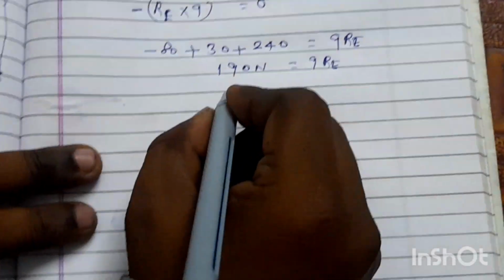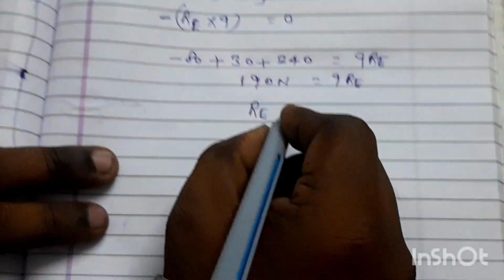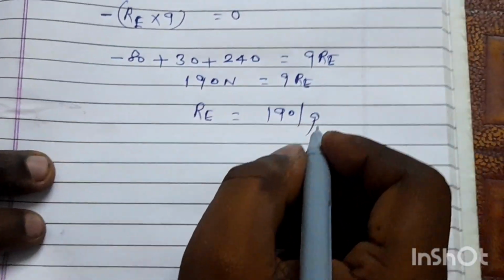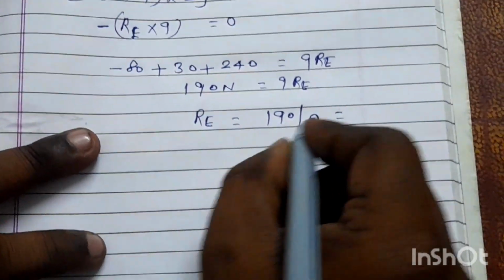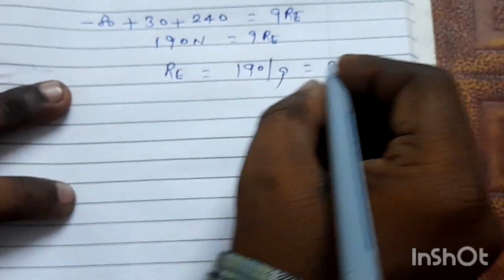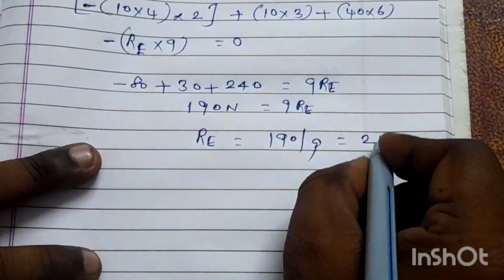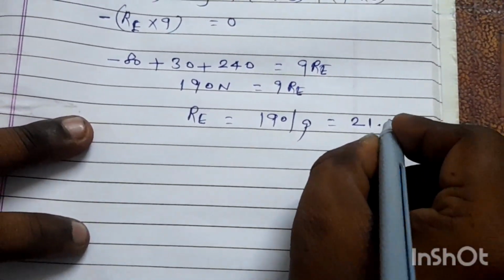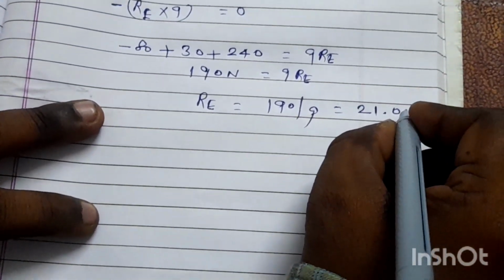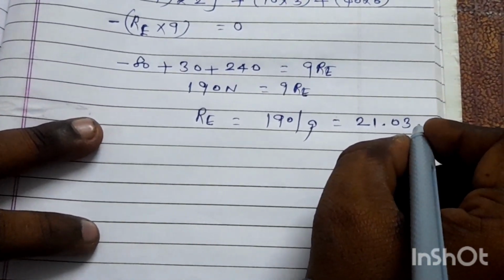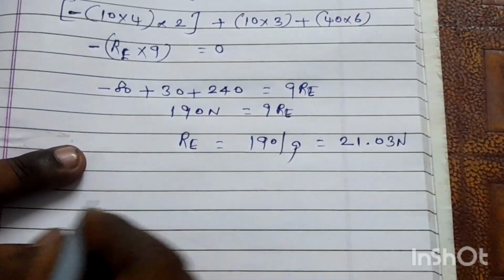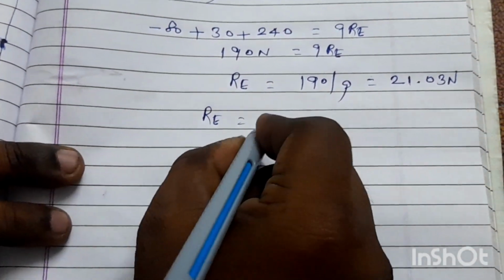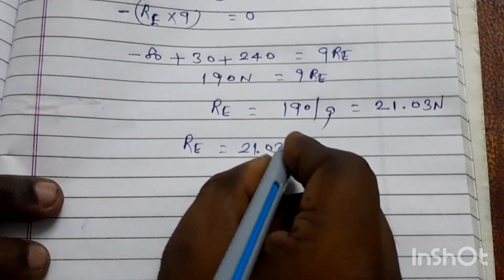What will be the RE value? RE equal to 190 divided by 9. That is equal to 2, 10 means 1 and 3, 0, 30 means 3, 21.03 Newton. So RE equal to 21.03 Newton.